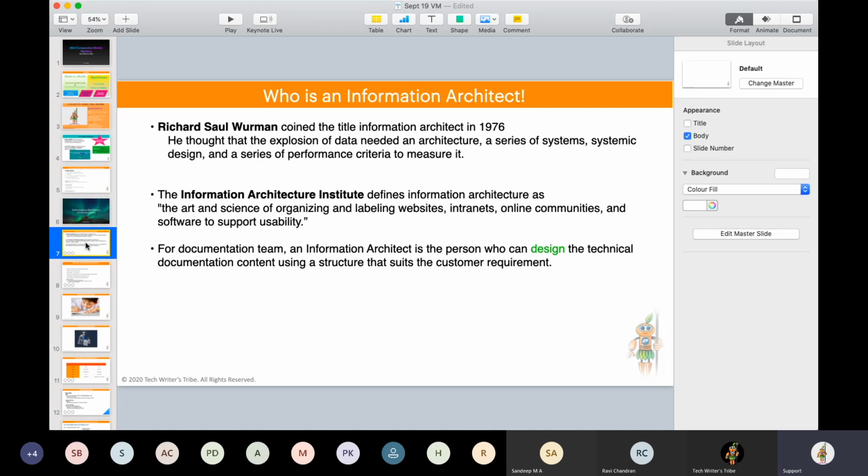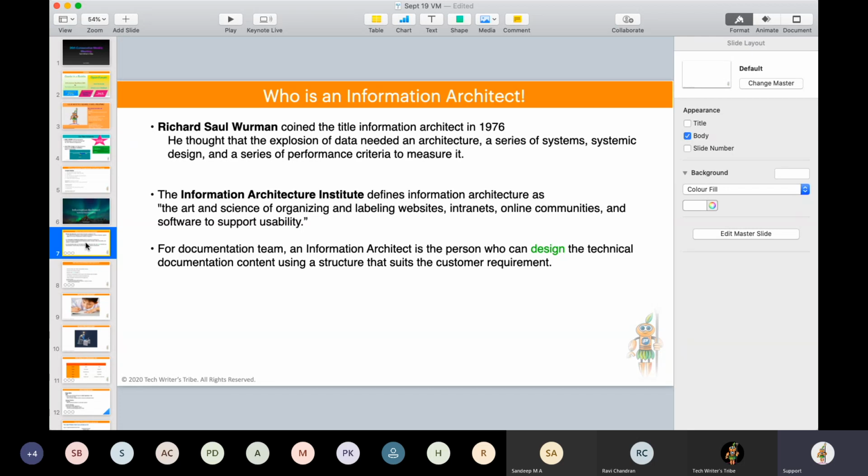Then as the information architect concept got popular across the globe, we have one institute which is very popular. This institute is named the Information Architecture Institute, and I will be sharing the links at the end of the session so you can explore their website. This institute defines information architecture as the art and science of organizing and labeling websites. Remember, websites, intranets, online communities, and software to support usability. So here you see the importance of websites and why it will play a key role. We will see soon in the next few slides.